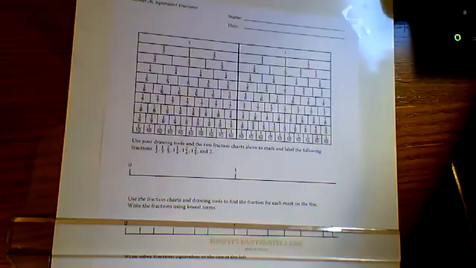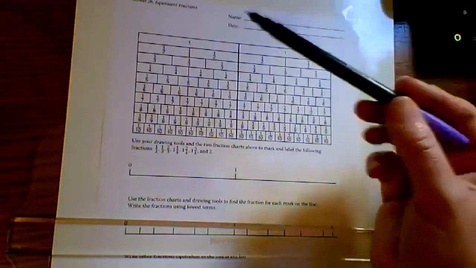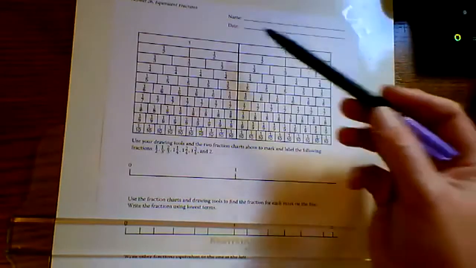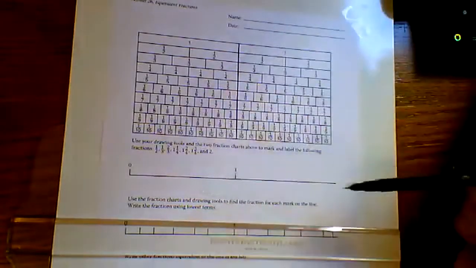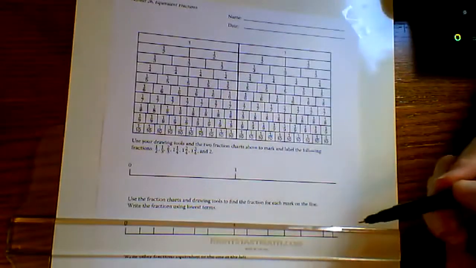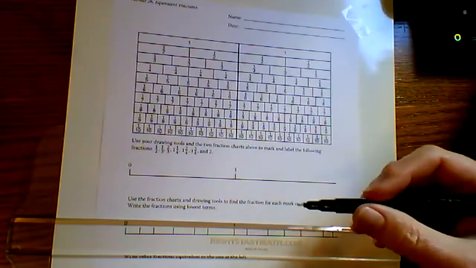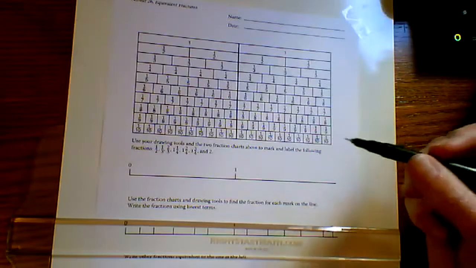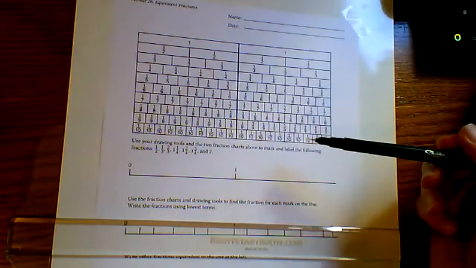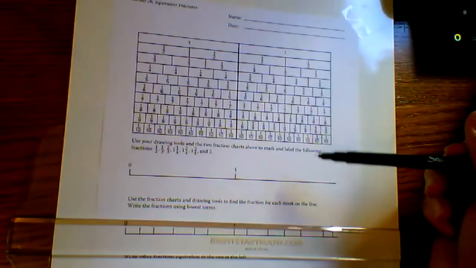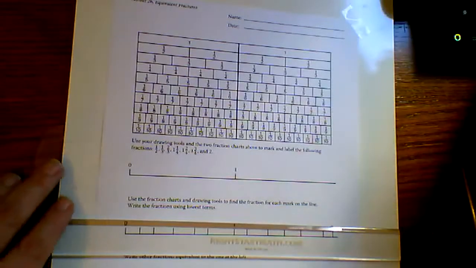Let me show you. Okay, so here we have worksheet 26, and we've already asked questions about the chart. The kids have already observed that. You've already drawn a line, and they've divided that line or put marks where 1/4 and 1/2 are. But now it says, use your drawing tools and the 2 fraction charts above to mark and label the following fractions. So here we have it taped down.